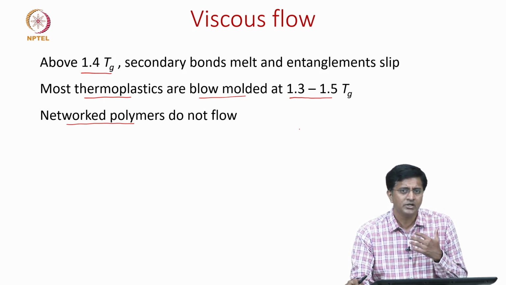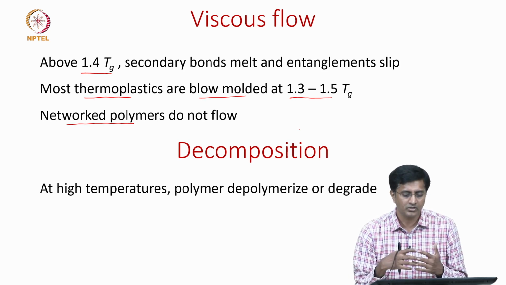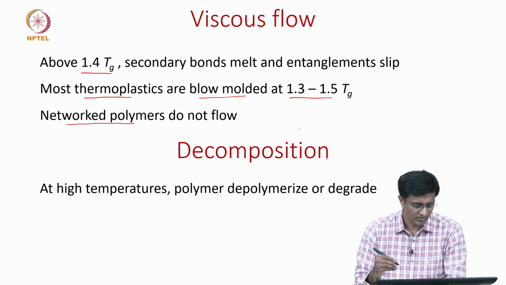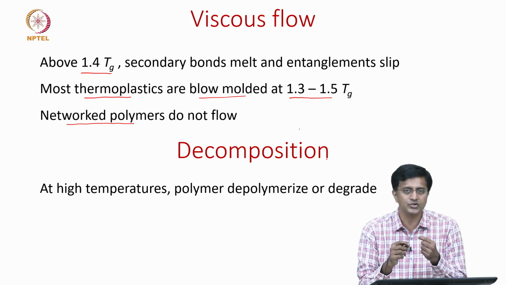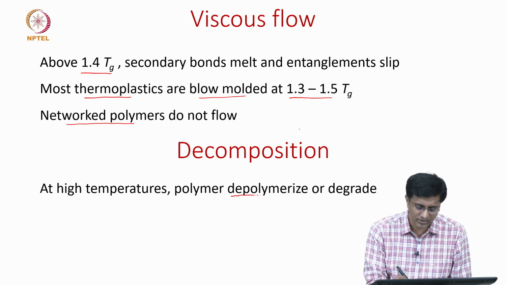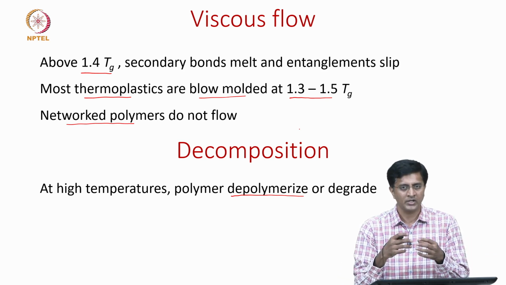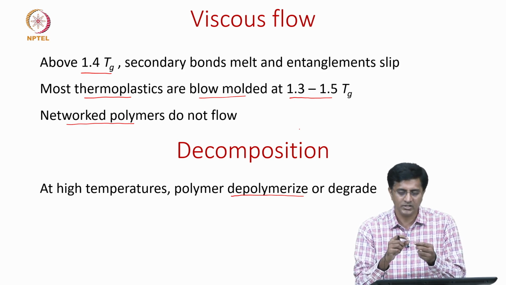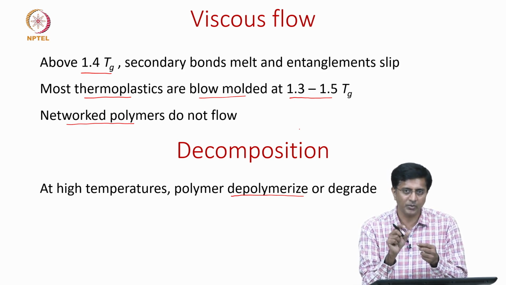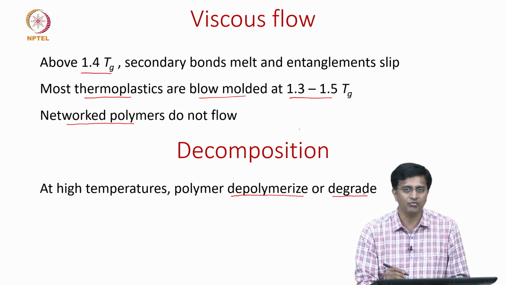But let us say we are talking about thermosets and we keep heating or the temperatures are very high, then we see decomposition. At very high temperatures there is enough thermal energy to break those covalent bonds. That is what we call depolymerization, because polymerization is bringing these monomers together. Depolymerization now means that we are breaking these polymer chains, sometimes into smaller lengths or maybe even monomers. So this is also called degradation of polymers.